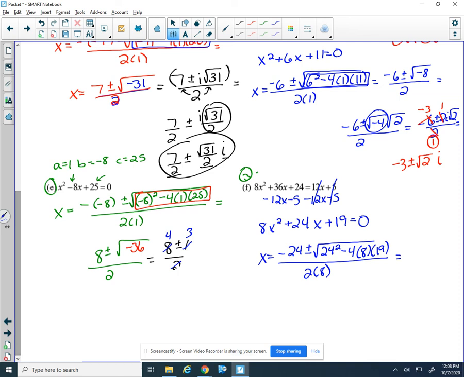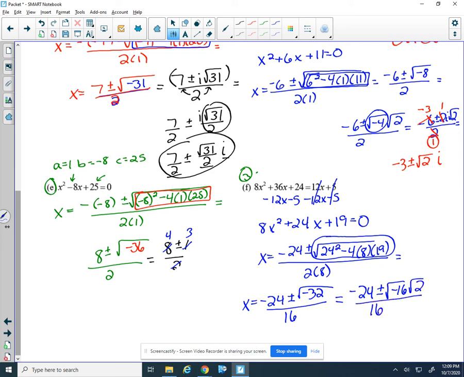So looking at this, that's going to give me negative 24 plus or minus. Now this section here is going to simplify to, it looks like it's going to be ugly, but it is actually a negative 32 over 16. So I have negative 24 plus or minus. When I break up that square root, that's negative 16 times 2 over 16.